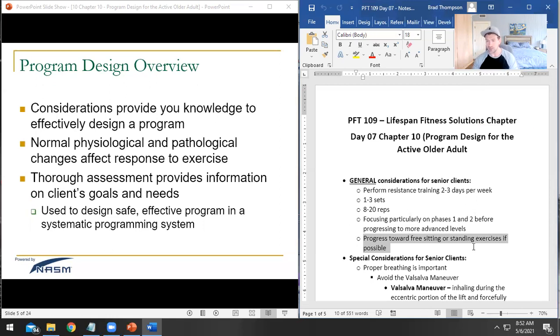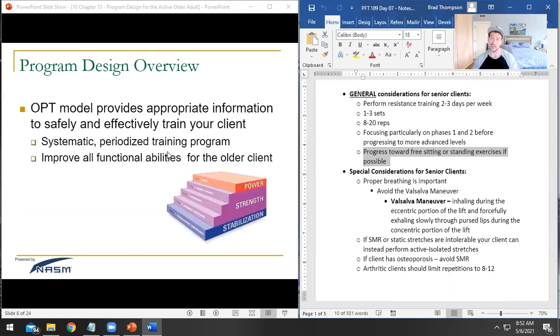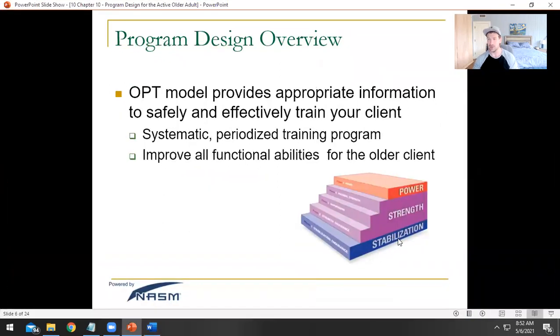So looking at this, in general, we need to understand all of these safe, effective things. And that's where the OPT model really comes in, right? The OPT model, working our way from stabilization into strength into power. This actually does all of that work for you. With old school program design, trainers used to just say, well, this worked for me, you should do this, right? But that's not a very scientific approach.